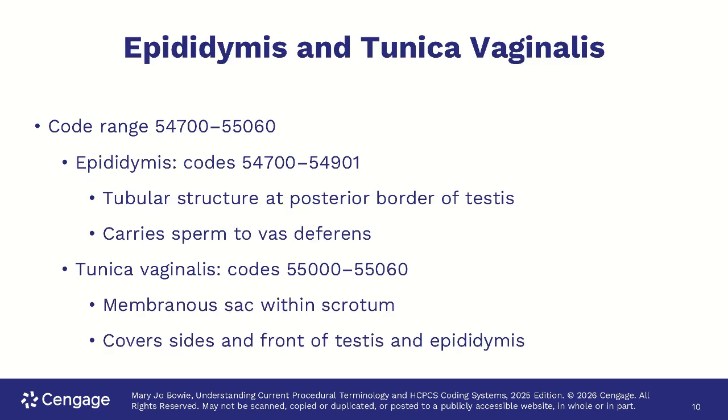All right, epididymis and tunica vaginalis. The epididymis is a tubular structure found at the posterior border of the testes and carries sperm to the ductus deferens, also known as the vas deferens. And the tunica vaginalis is the membranous sac within the scrotum that covers the sides and front of the testes and epididymis. This particular code family begins with incision and excision codes.